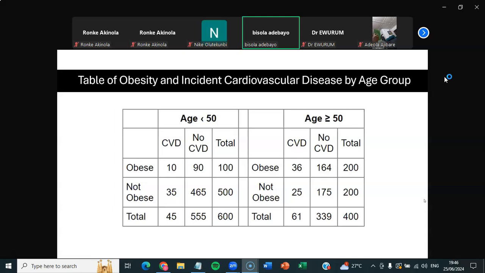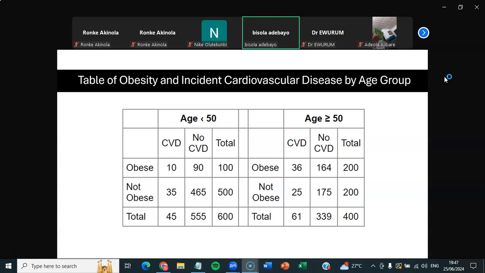So this is an example. For example, you are interested in cardiovascular disease as an outcome and obesity. Obesity is our exposure. However, we know that prevalence of cardiovascular disease also increases with age. So age might be a confounder, even for obesity. There's weight increase associated with age.